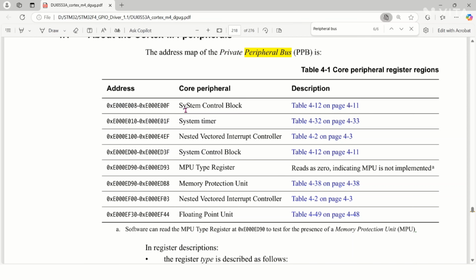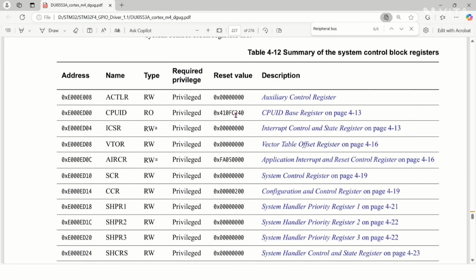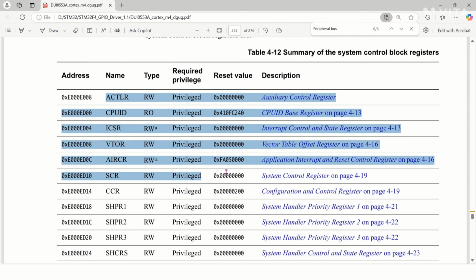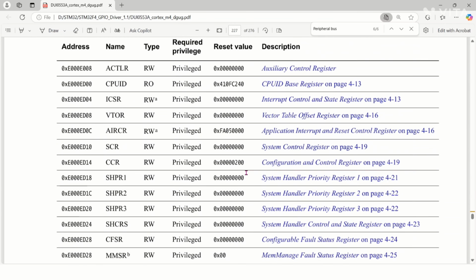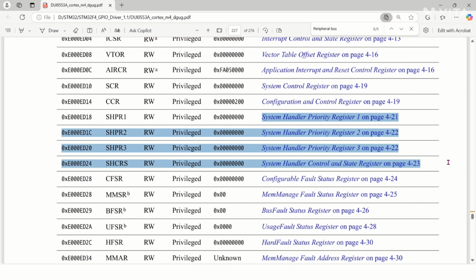Now we are going to see the system control block, right here. I'm clicking this one, and these are some of the registers of the system control block. Here are many registers for configuring the system level exceptions. No need to look at all these registers. Here are some important registers: the system handler priority registers. There are 4 system handler priority registers. By using these 4 registers, we can give priority to our system level exceptions.